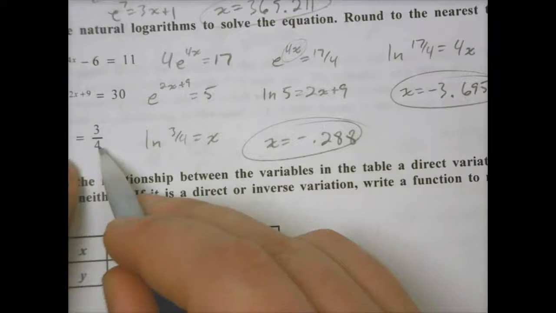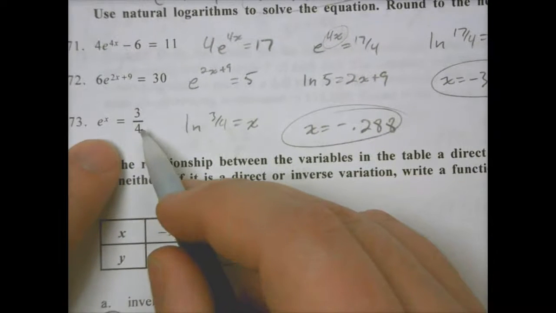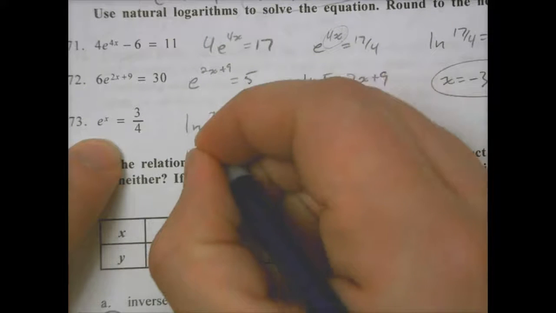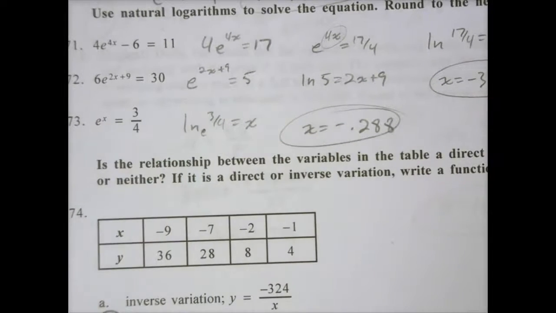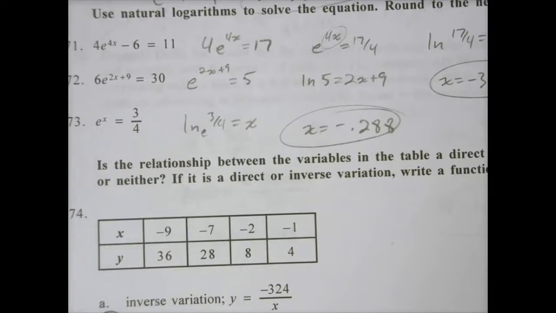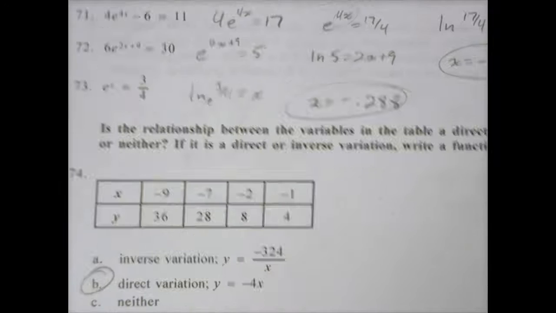e to the x equals 3 over 4. It's already in exponential form, so I just need to rewrite this such that the base is e, so natural log, base e, of 3/4 equals x. Just type in ln of 3/4. Hey-o, that's our answer. Move on with your life.